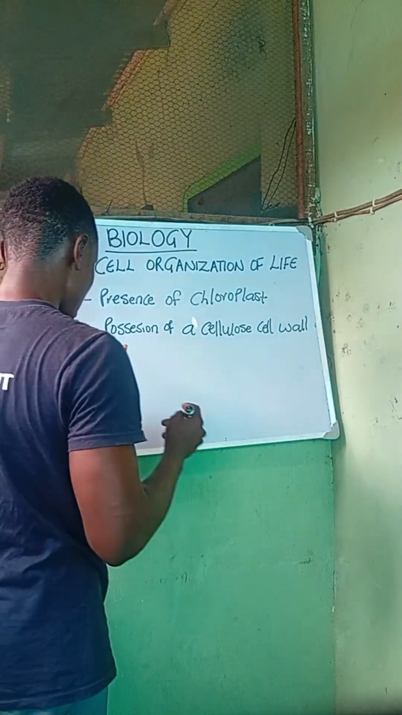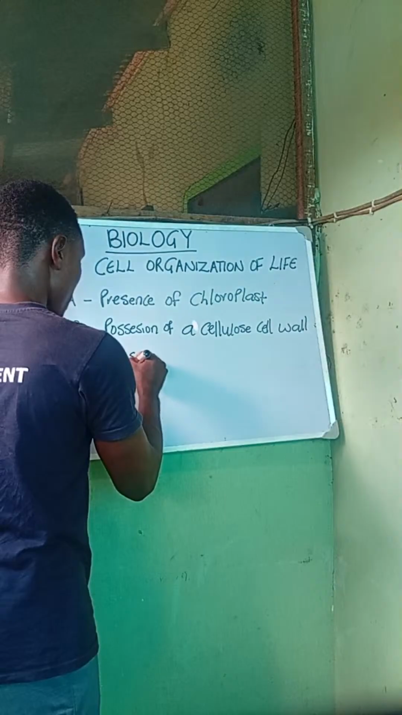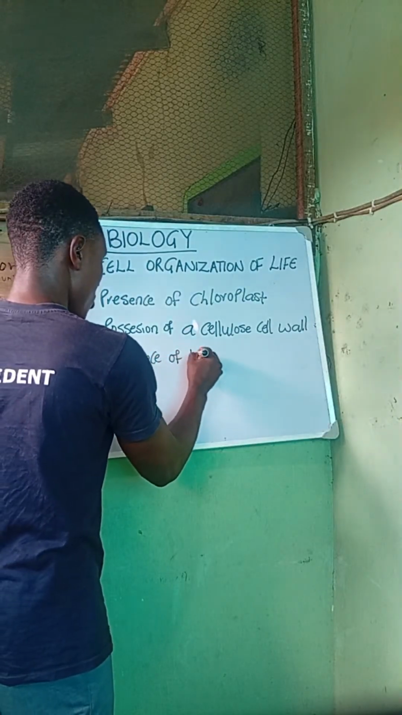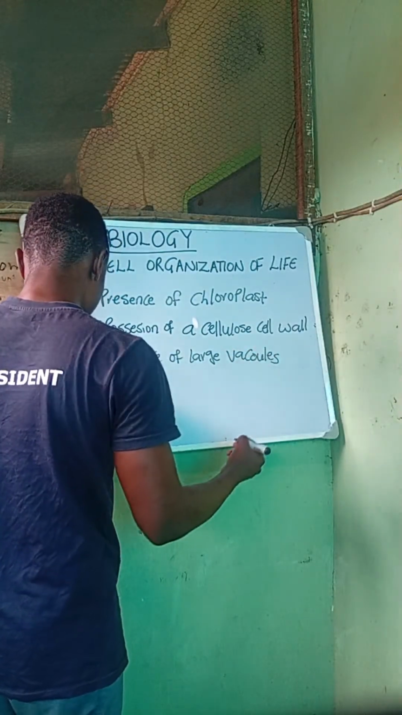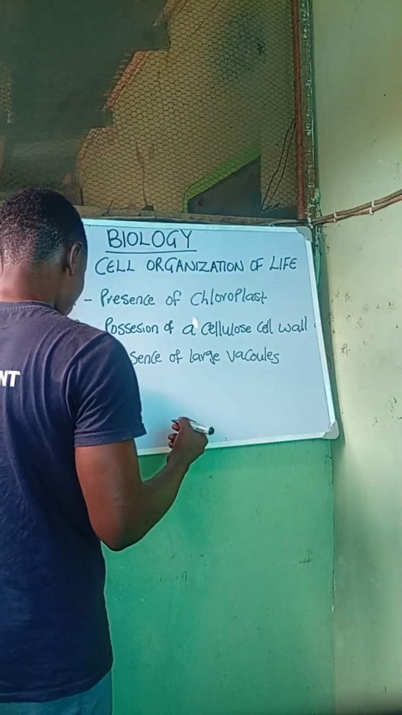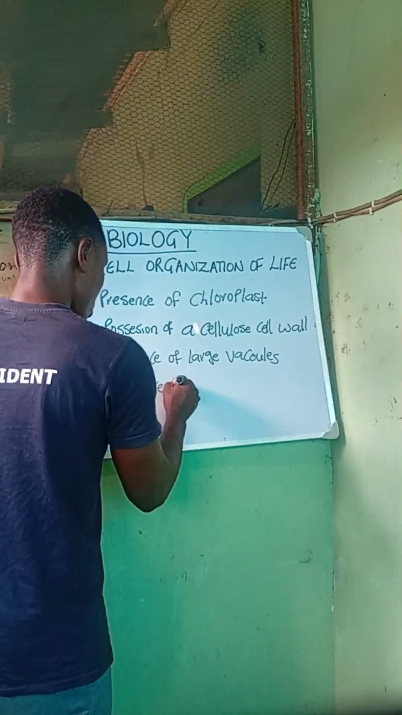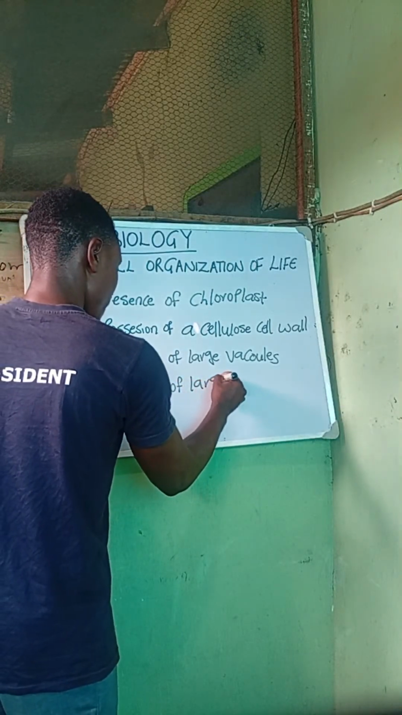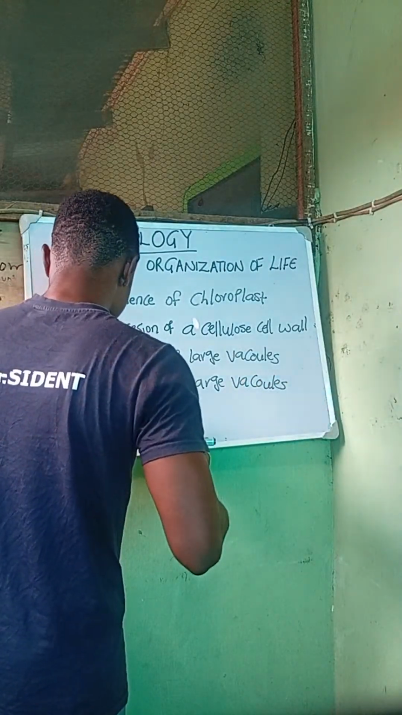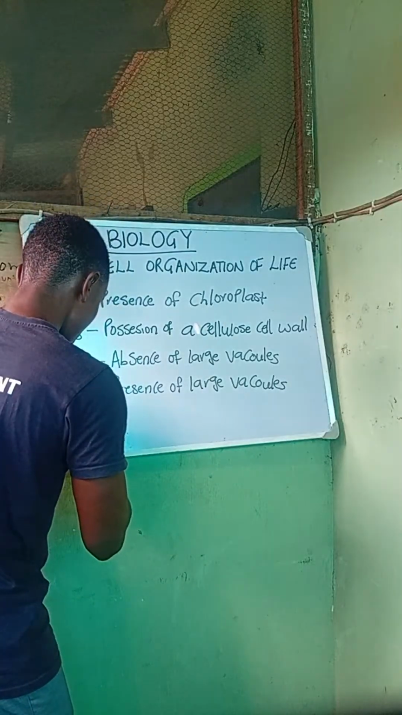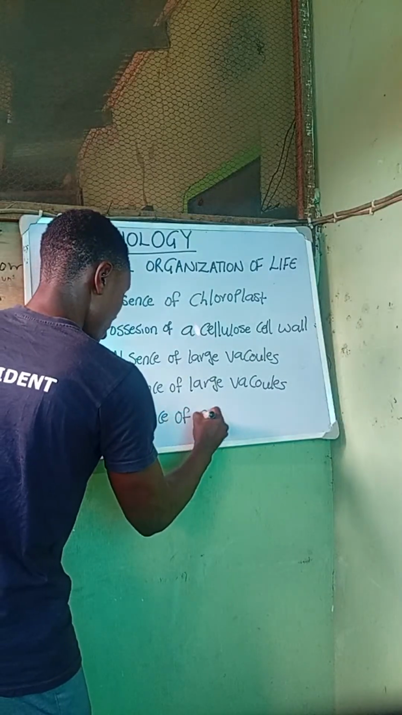Option C is absence of large vacuoles. D, presence of large vacuoles. E says presence of chromosomes. This is a JAMB question.